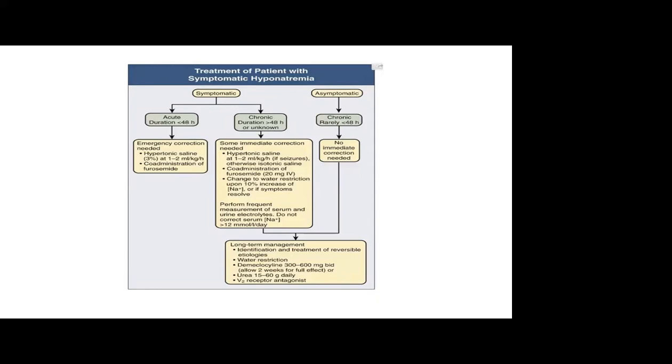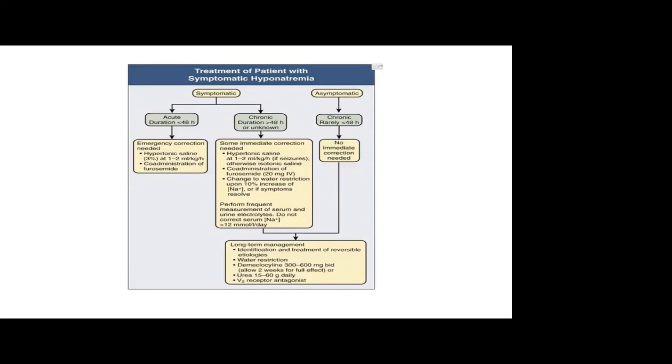If it's chronic, meaning it's above 48 hours, some immediate correction may be needed. You might consider hypertonic saline, the same doses, especially if the patient is symptomatic, they're having seizures. You can co-administer it with furosemide, but I cannot emphasize it more and more that you need to monitor your patient to make sure that you don't go beyond that which is acceptable. And then if they're asymptomatic, rarely is it less than 48 hours, and most of the time, actually, there isn't much of an indication for immediately wanting to correct it.